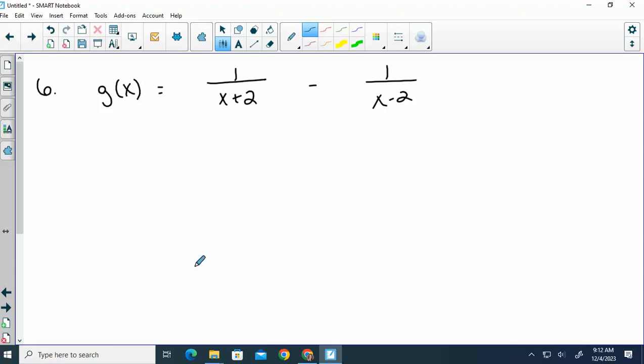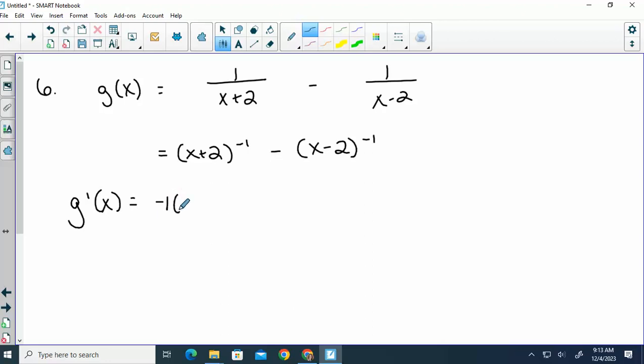Negative exponents? So this would be x plus 2 to the negative 1 minus x minus 2 to the negative 1. Please label when you do your derivative. That helps me a lot when I'm looking at your papers to know the difference between when you're just simplifying something and when you actually find your derivative. So then chain rule, exponent comes down, inside stays the same, subtract 1, so it's now a negative 2, times, what's the derivative of the inside? Derivative of x plus 2.